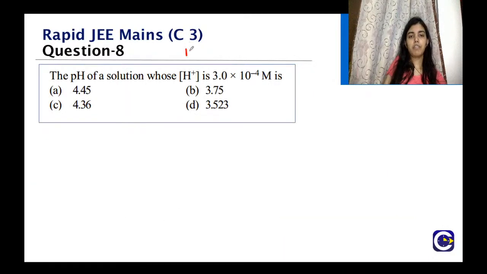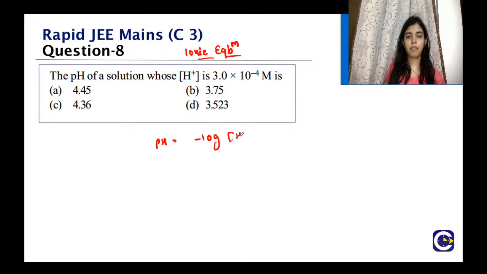So this question is from ionic equilibrium. The pH of a solution whose H plus concentration is 3.0 times 10 raised to the power minus 4 molar. Now this is a very simple question. You just need to remember a simple formula: pH is equal to minus log of H plus. That is minus log of 3 times 10 raised to the power minus 4.